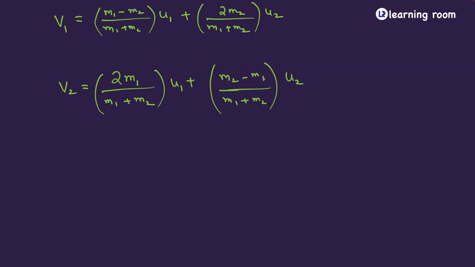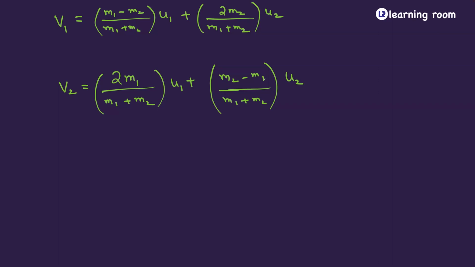So if you look at them, one of the numerators will be the difference. The other one will be 2 times some mass. So for V1, the first term will have the difference and the second term will be 2 times the mass of the second object. Whereas when you write it for V2, the second term will have the difference and the first term will be 2 times the mass of the first object.